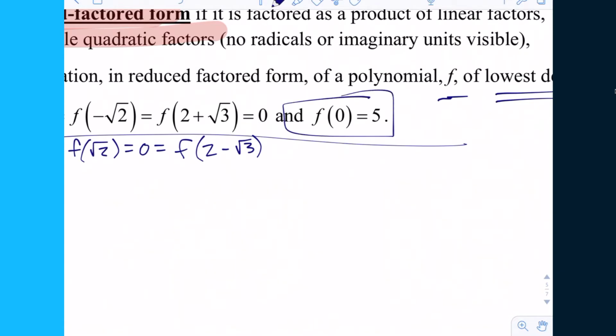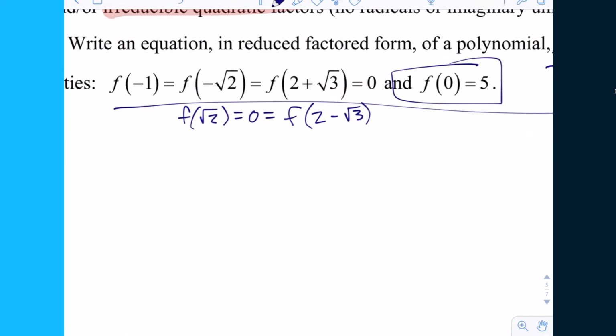F of 0 equals 5. Is that an x-intercept? That happens to be a y-intercept, but more importantly, it's just another point not on the x-axis. So we've done that before, too. That's going to allow us to stretch it or compress it or reflect it to make sure it passes through a point. That's going to help us find our value of A.